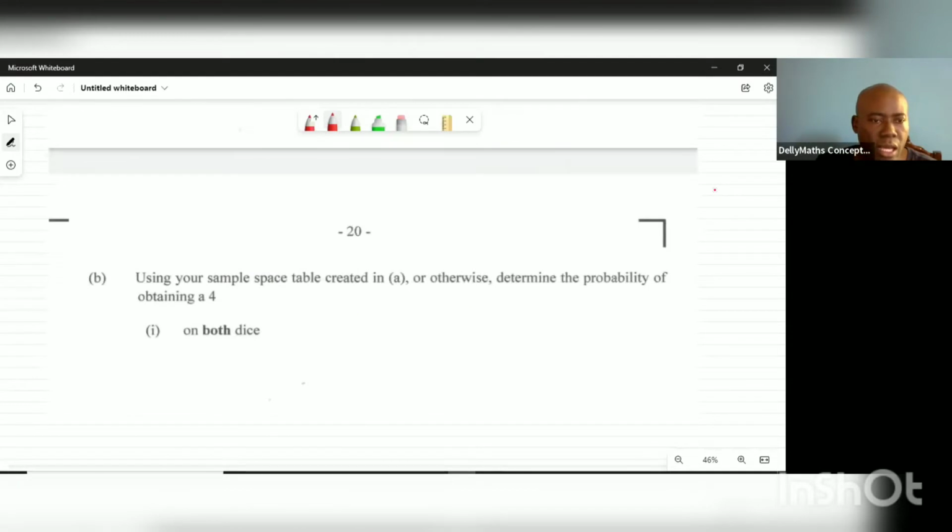Using your sample space table created in A or otherwise, it's up to you if you want to go otherwise. Determine the probability of obtaining a 4 on both. So it's all about a 4. If I throw it down, what's the possibility to get a 4 on both? These are 2 separate dice being thrown.